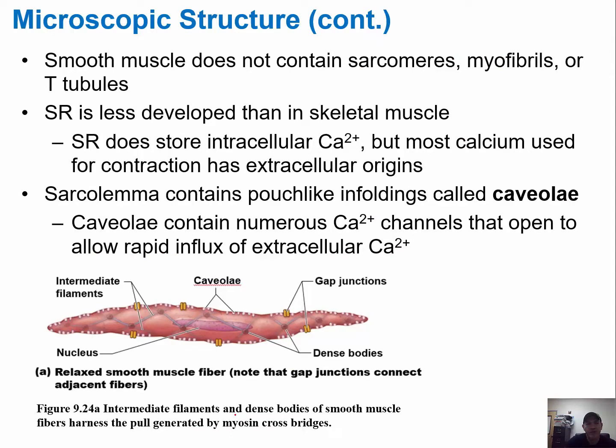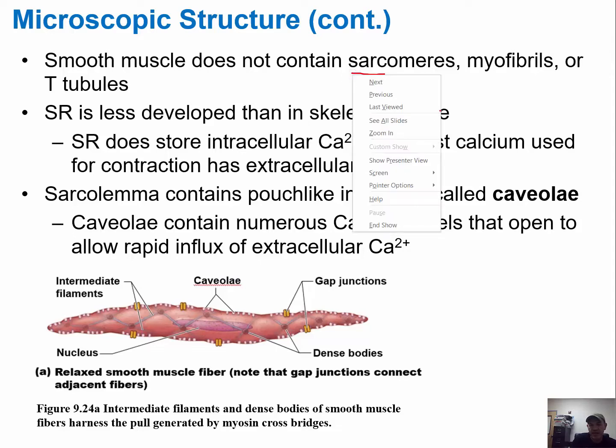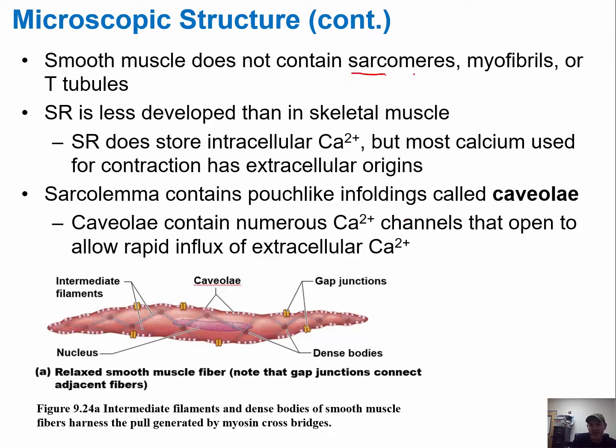So smooth muscle, though, when we look at it, some of the differences are part of the reason why we don't see striations. There are no sarcomeres. It is the regular arrangement of sarcomeres within skeletal muscle that gives that striated pattern, but we don't have that here. So there are no sarcomeres, and there are no myofibrils. Myofibrils are the structural units that contain the sarcomeres. We're also not going to have any T-tubules.